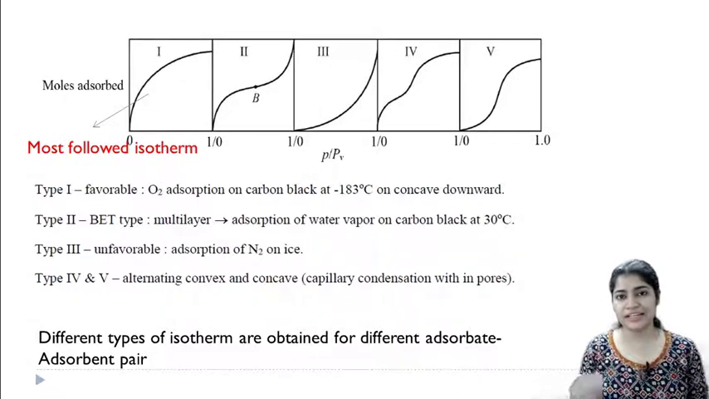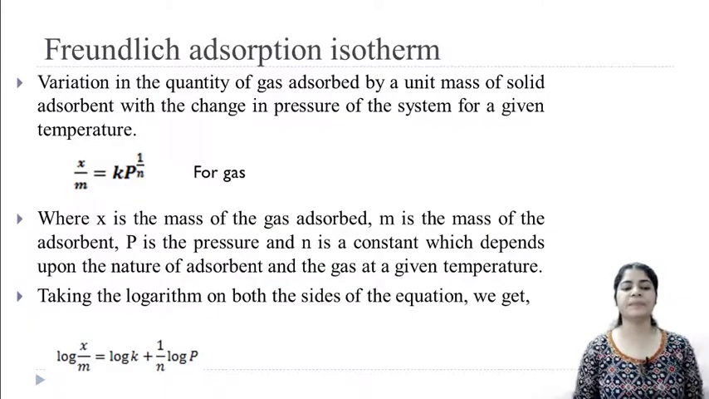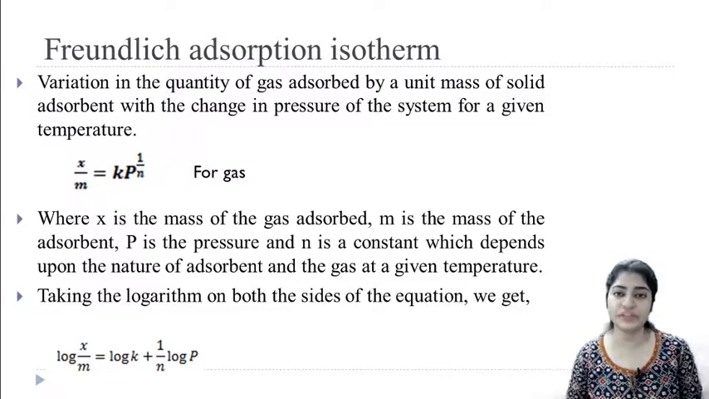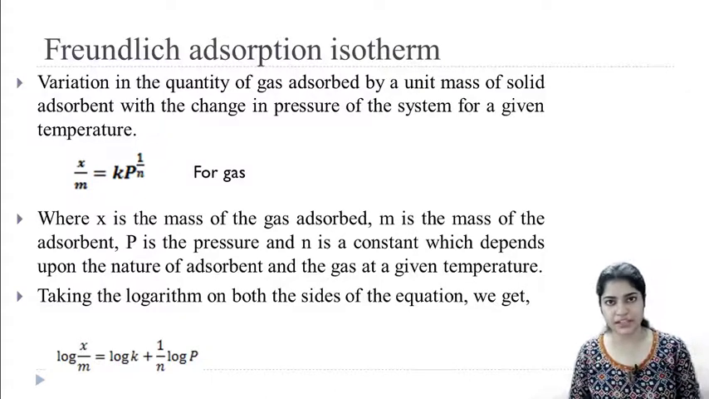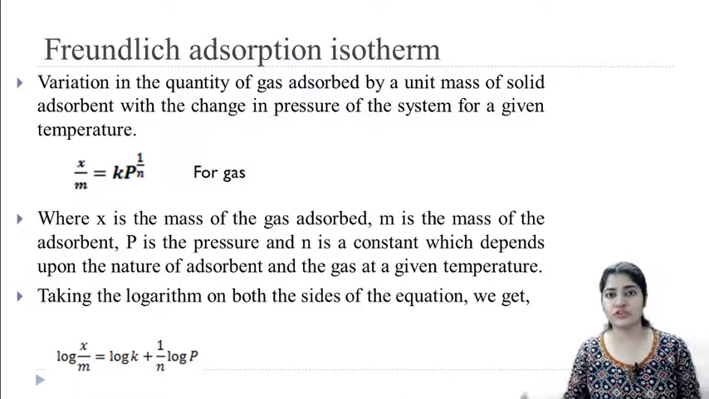Most gas solute and adsorbent systems follow the Freundlich isotherm. Here, the variation in the quantity of gas adsorbed by a unit mass of solid adsorbent with change in pressure of the system, for a given temperature, is shown by the Freundlich adsorption isotherm. The mathematical equation is x/m = kp^(1/n). This is the mathematical form followed by adsorbate and adsorbent in which phase? For the gas phase, right?